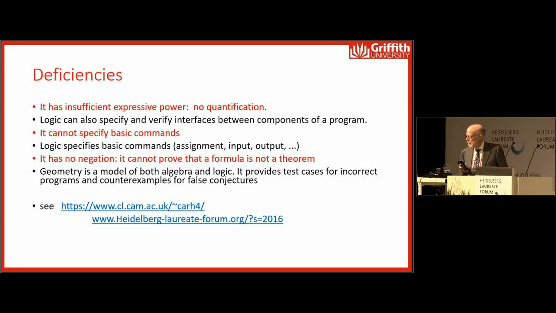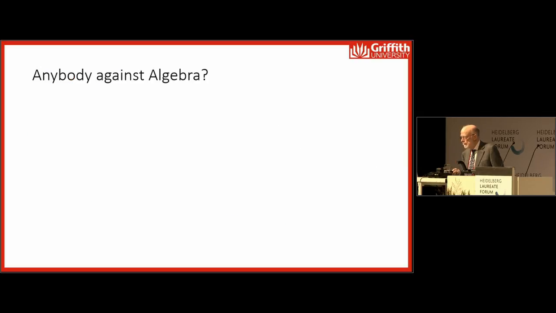Now here are some deficiencies of the algebraic approach, and they explain why we need geometry as well to serve as a model for the algebra. So in another lecture, I have given a description of how geometry underlies the kind of geometry, finite geometry, that underlies the algebra that I've been describing in this lecture. And if you look back at the Heidelberg lecture in 2016, you'll see me giving that lecture. Anybody against algebra? Anybody? Thank you very much.